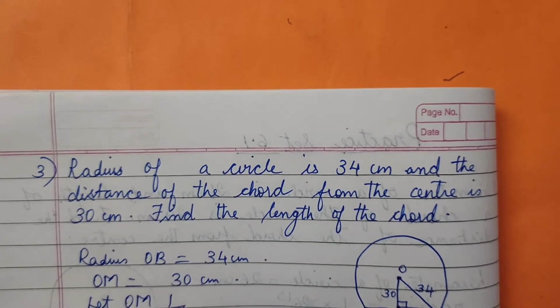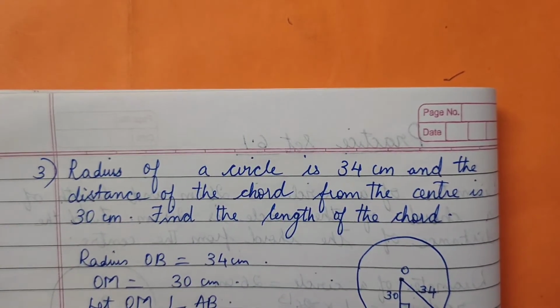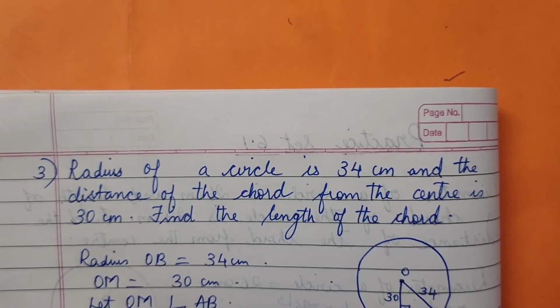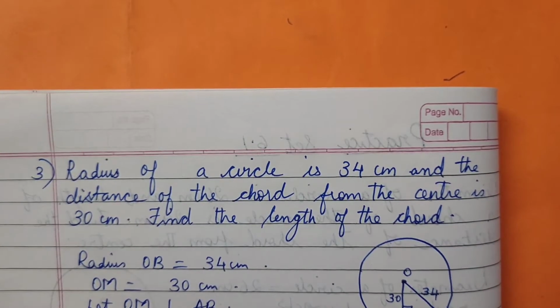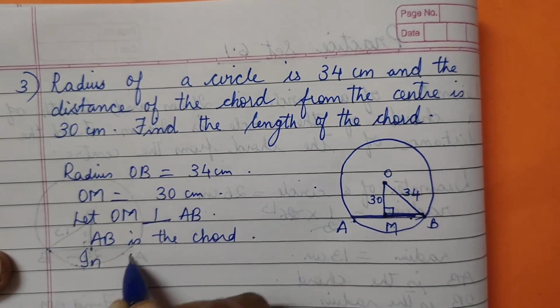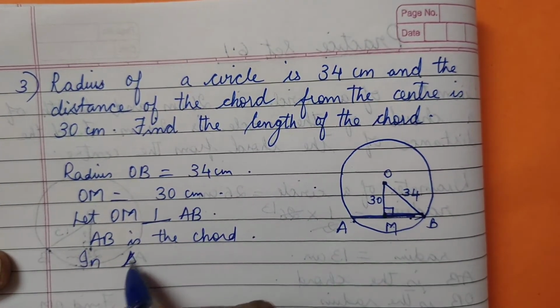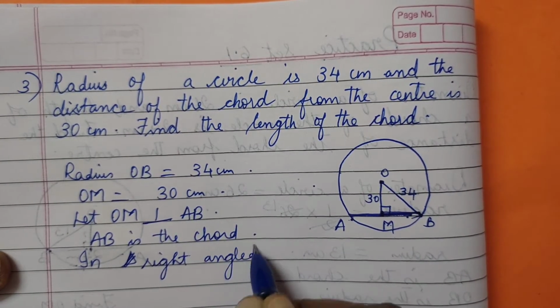Now we are writing, let OM be perpendicular, that means 90 degrees, to AB. The chord AB. AB is the chord here, so we write that too. Now we are writing, in right angled triangle, the name of the triangle is what?